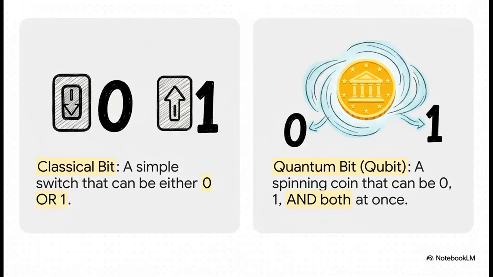You know, everything in the computers we use today, your phone, your laptop, it all boils down to the bit. It's just a simple switch, right? It's either on or off, a 0 or a 1. But the power of quantum computing comes from something totally different, the qubit. And the best way to think about it is like a spinning coin. While it's spinning in the air, it's not heads and it's not tails. It's kind of both at the same time. That's the qubit. It can be a 0, a 1, or a mix of both, all at once.